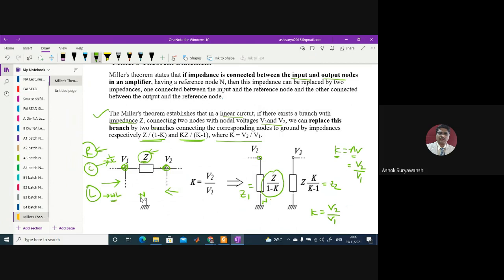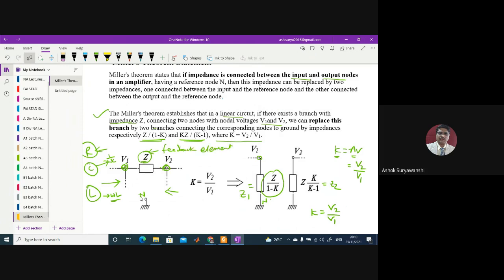So there can be Z between the input and output node, that means in feedback, or there can be resistance, or capacitive reactance, or the reactance of an inductance between input and output. Whenever there is any element between input and output, that element is called a feedback element.